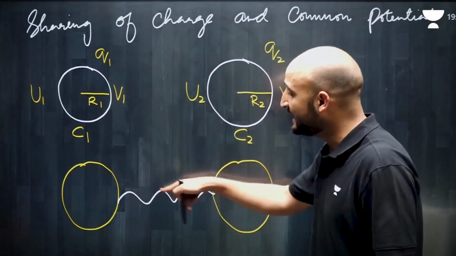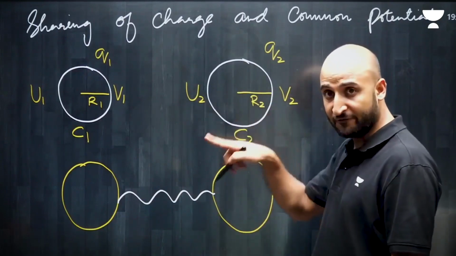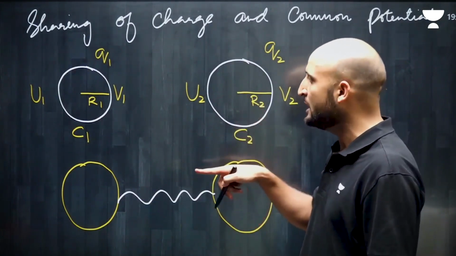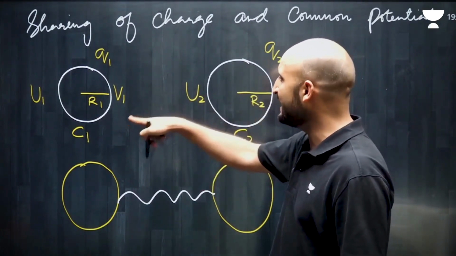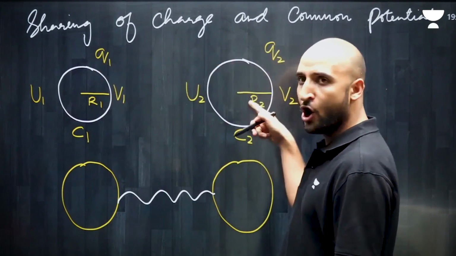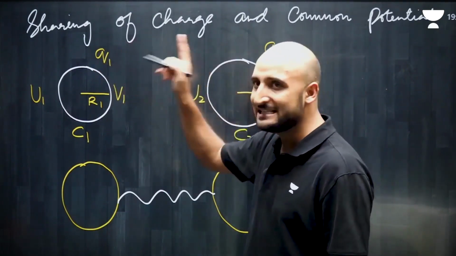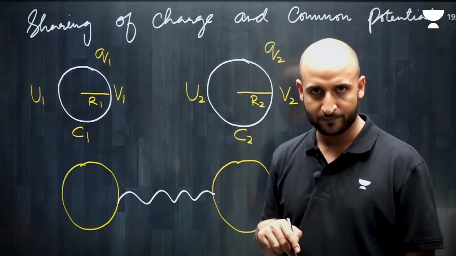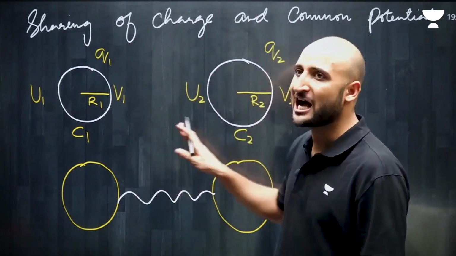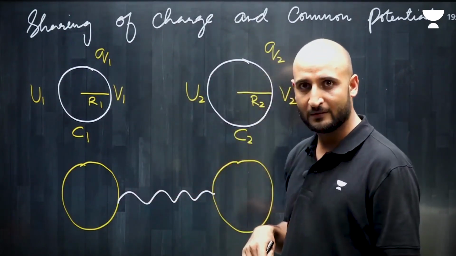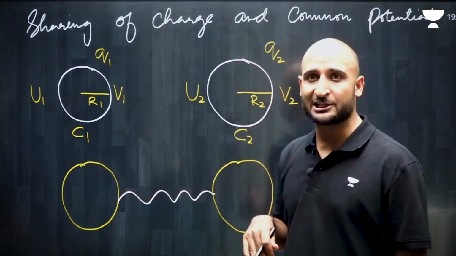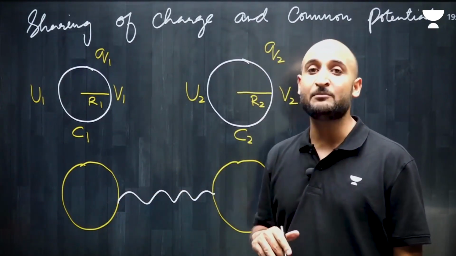That means when you connect them by a connecting wire, since there's a potential difference, charge will flow from high potential to low potential. Now it depends on which of them is higher, whether V1 or V2. If V1 is higher, charge will flow from the first conductor to the second, or if V2 is higher, charge will flow from the second spherical conductor to the first. Irrespective of which one is at higher potential, since there's a potential difference, charge will flow through this connecting wire. For how long? Charge will flow till the potential of both the conductors becomes the same, so they come to a common potential.